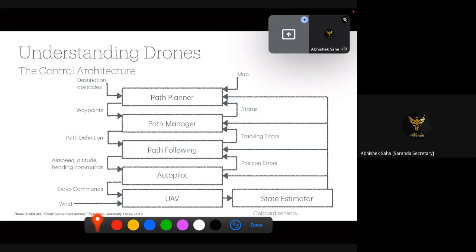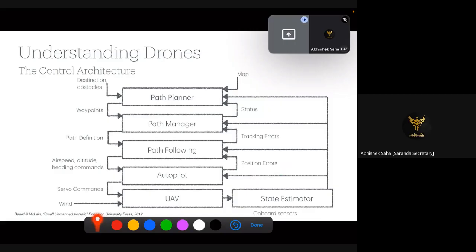The UAV is primarily flown by an autopilot. The autopilot essentially generates commands for the actuators, which we call the servo commands, and these commands basically help in maneuvering the UAV. Now there is a boss that sits on top of the autopilot. So the autopilot generates these commands, the UAV responds, and the state estimator gives the measurements. The autopilot compares these measurements with whatever command it had got and generates errors, which are basically position errors. So what are the commands that have come to the autopilot?